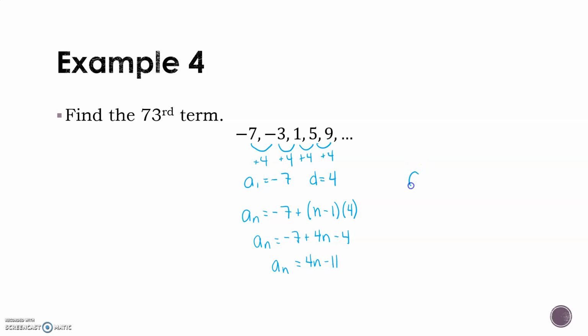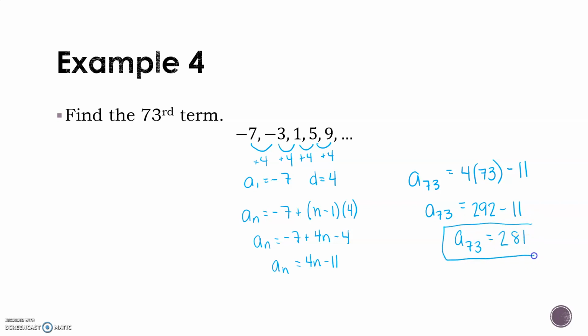So there's my formula, and then I'm going to have a sub 73 equals 4 times 73 minus 11. 4 times 73 is 292. When I subtract 11, I should get 281. All right, and that's it. That's arithmetic sequences.